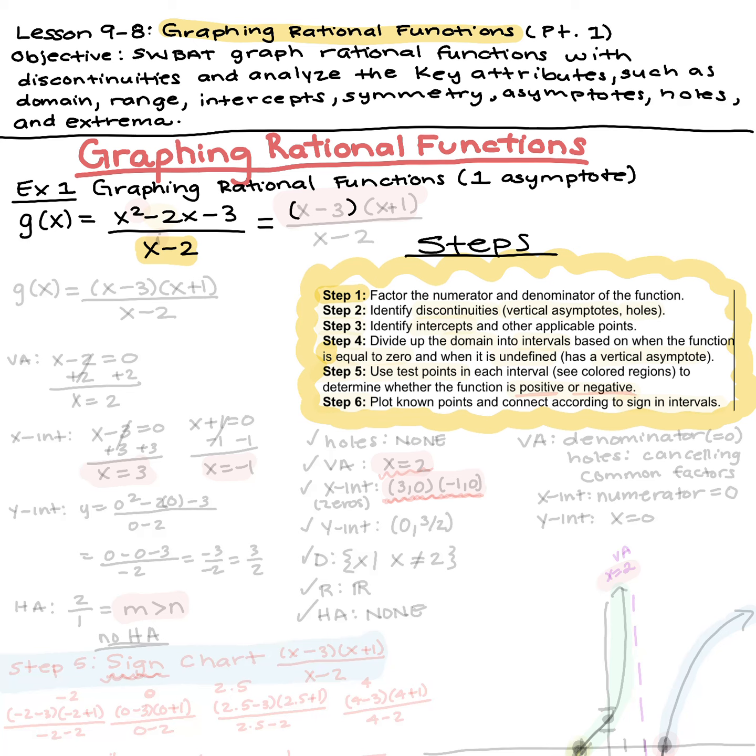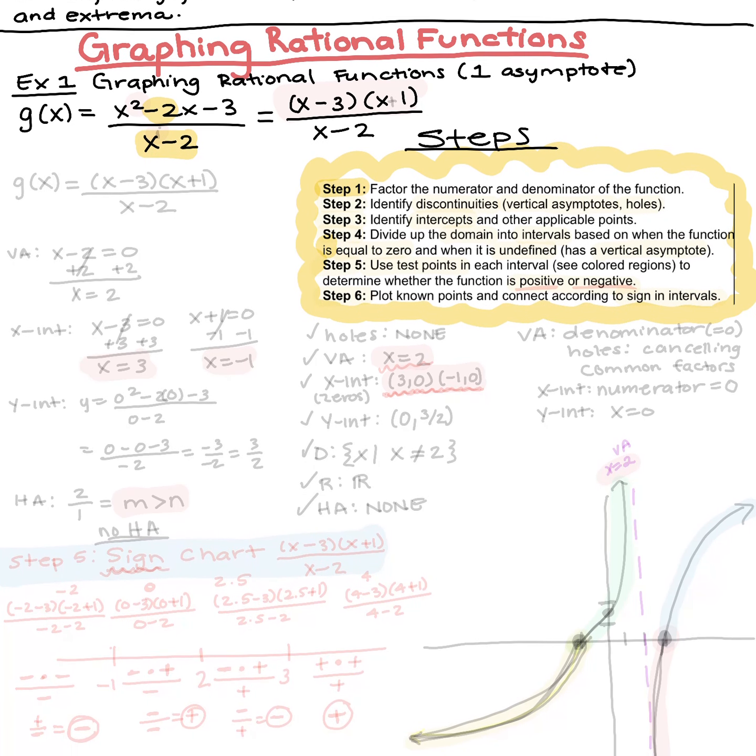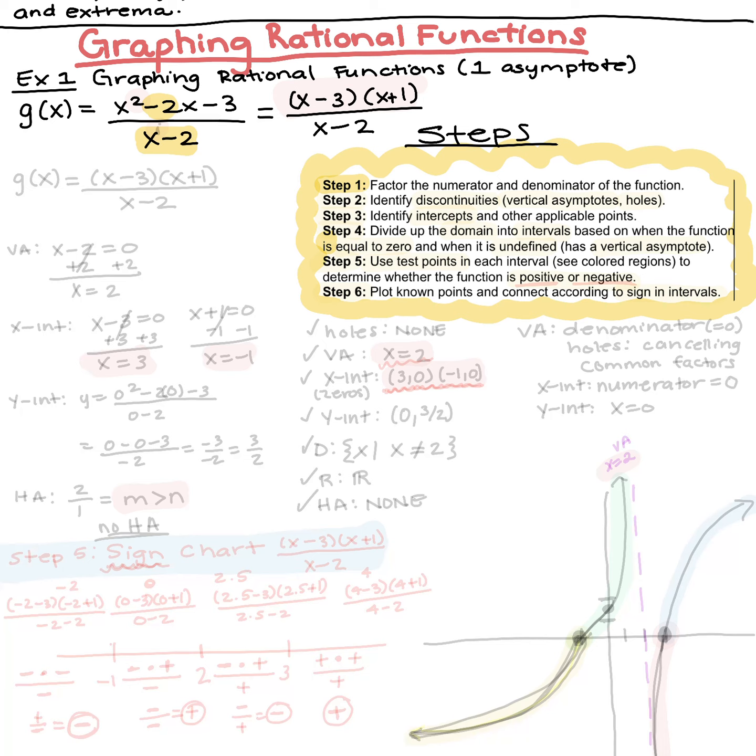So I'm going to get two binomials with x minus 2 in the bottom. X and x, with the only numbers that multiply to 3 are 3 and 1. I want to have a negative 2 right here. So that means that the 3 will be negative and the 1 will be positive. Okay, so I'm going to get g of x equals x minus 3 times x plus 1 over x minus 2. Okay, that was step 1.